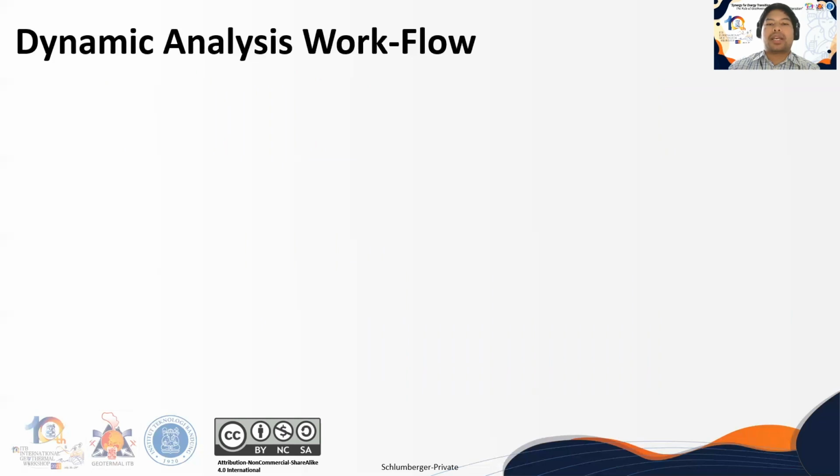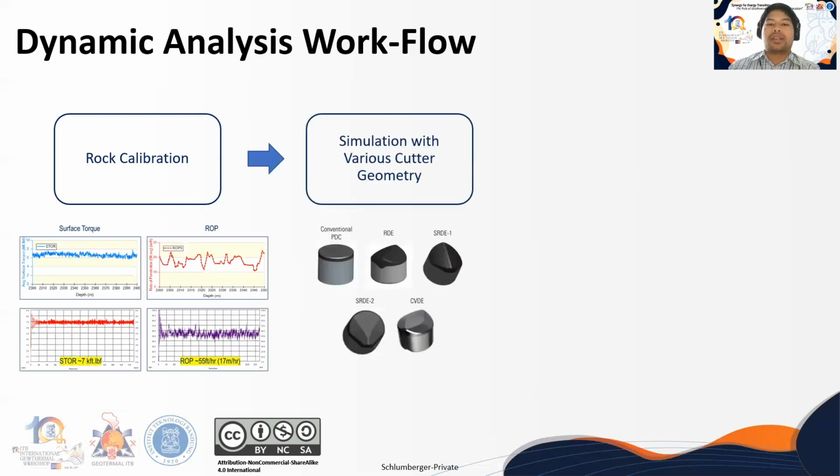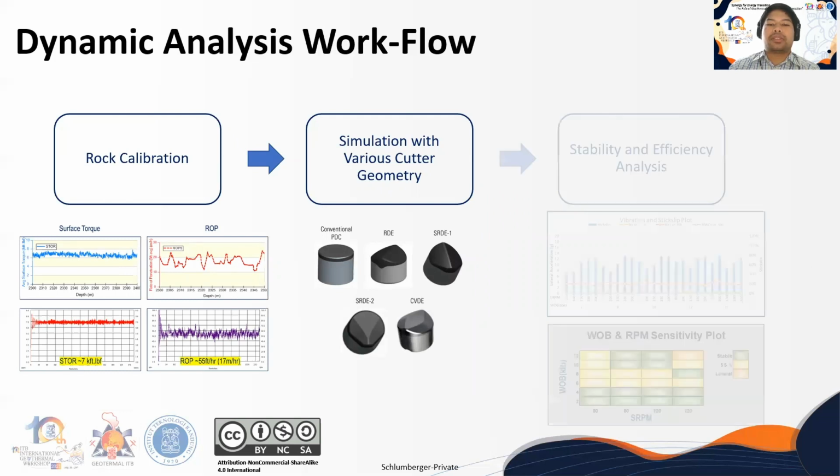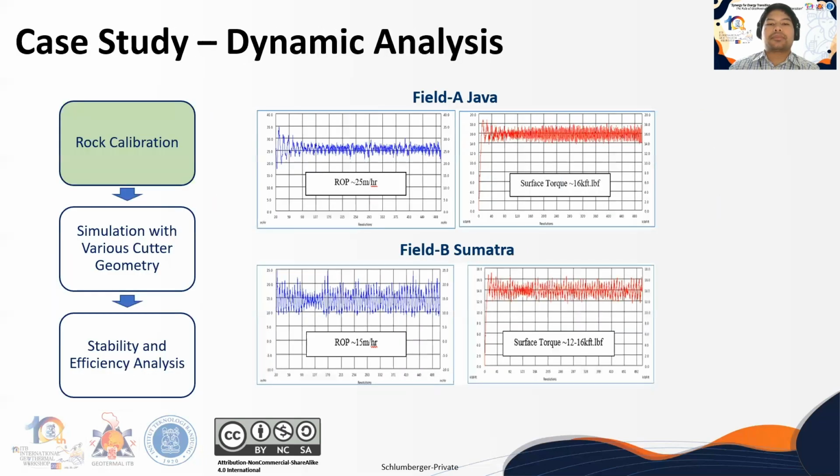The workflow of dynamic analysis started by calibrating the model based on the field data. Usually, rate of penetration and surface torque are used for calibration, with shock and vibration for some cases. Once the rock is calibrated, we'll do further simulation with different types of cutting structures. And finally, from the simulation result, we'll identify the most stable cutting structure for this type of formation based on the stability and efficiency factors.